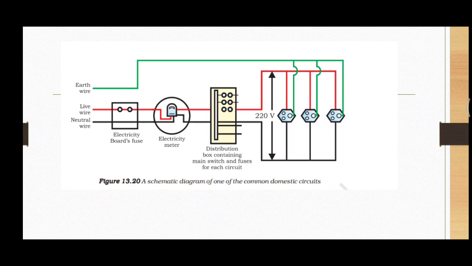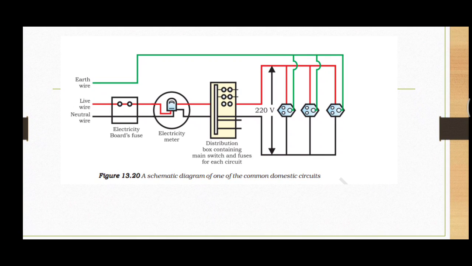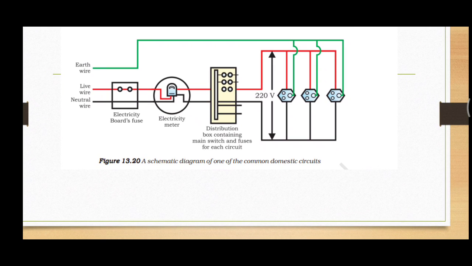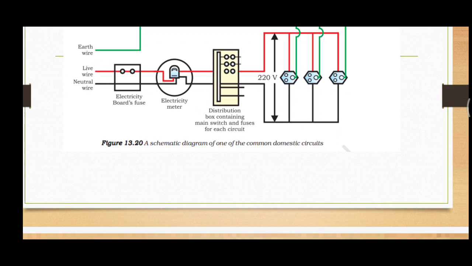So the green colored wire represents the earth wire, which has the major purpose of safety, and the excess current due to leakage will be passed through the earth wire into the earth. And red in color is the live wire, and the neutral wire is represented in black in color. Suppose you are asked to draw this diagram, you have to mention the colors also.